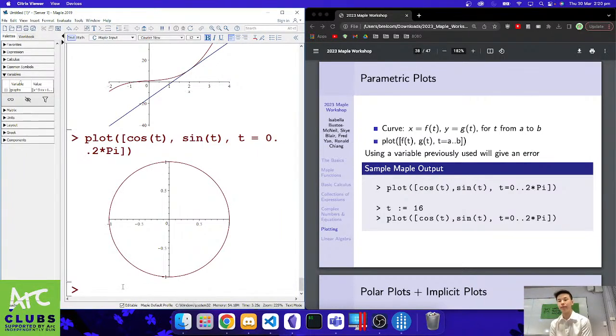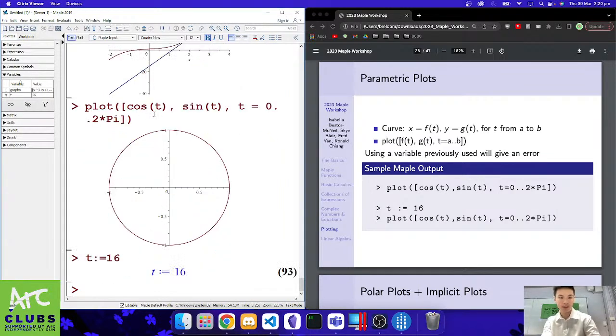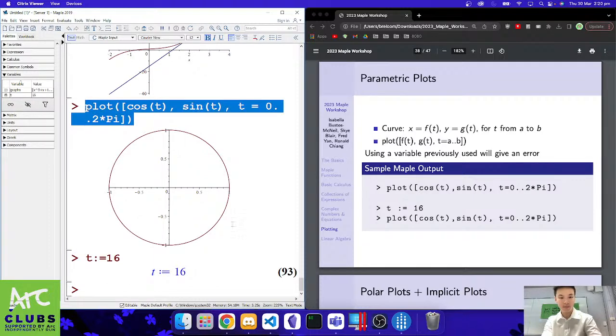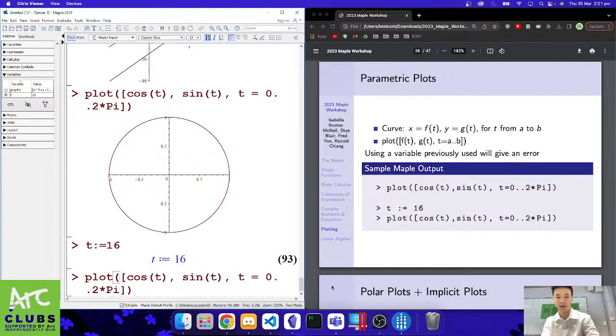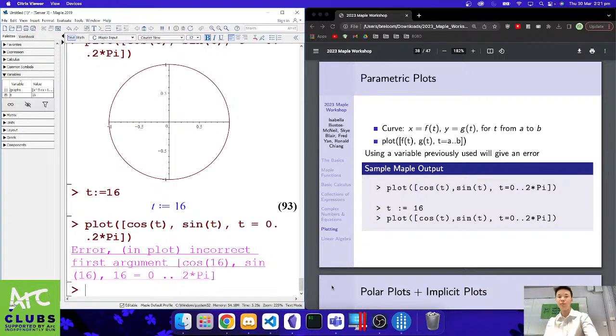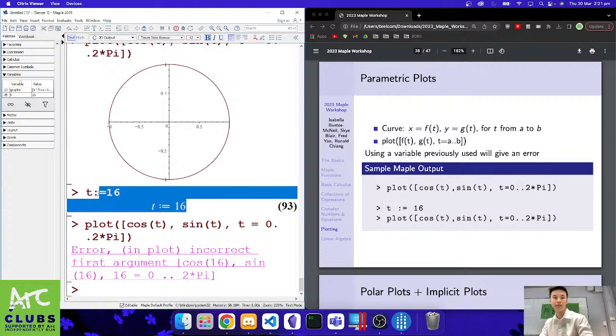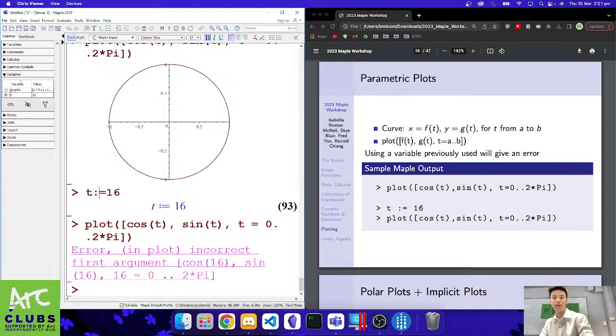Again, if we've already used our variable t previously and we try to do the same thing, we are going to get an error. So if we set t to equal 16 and we try to plot the same thing after, as you can see, we get an error. The error stems from the fact that we've already assigned the t variable previously. Just make sure the variables you're using haven't been assigned to anything before you call the command.